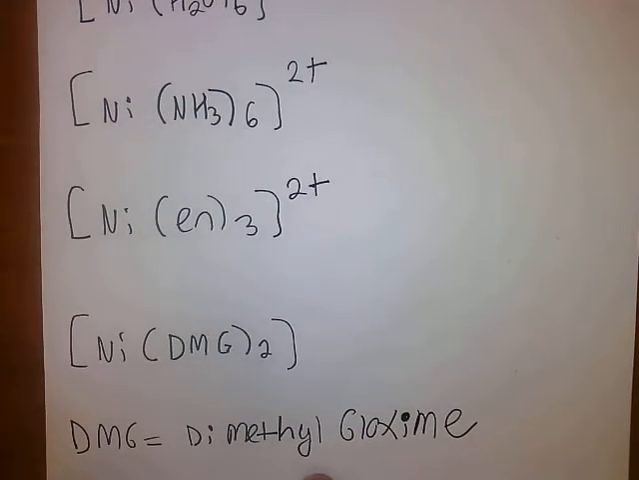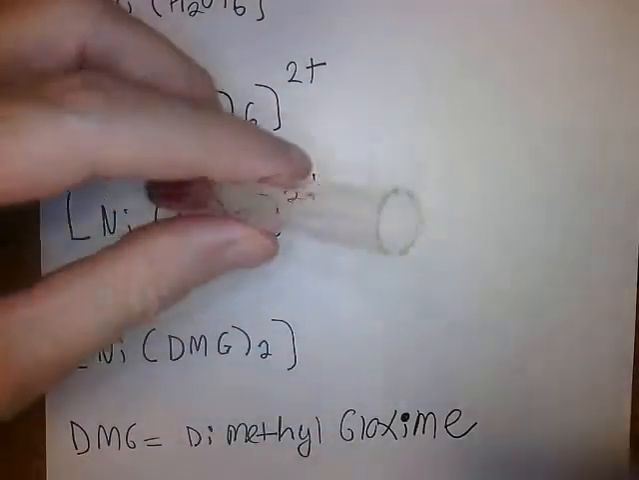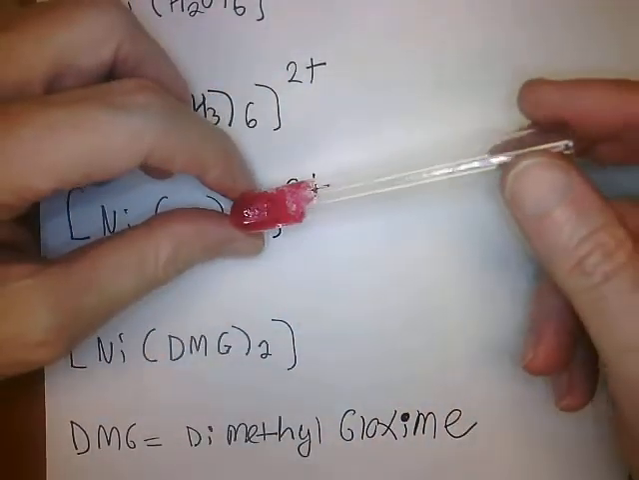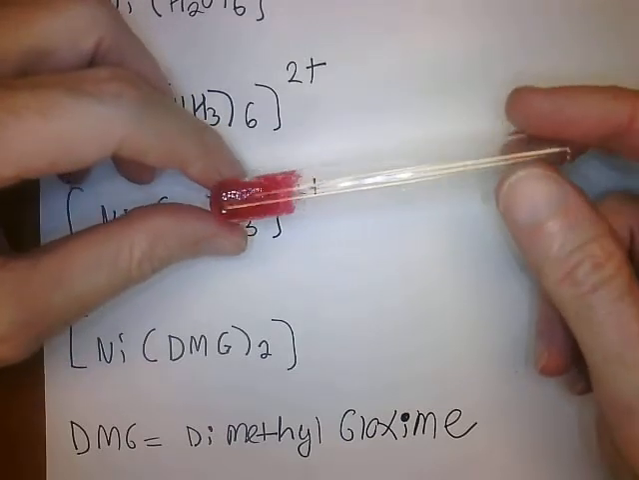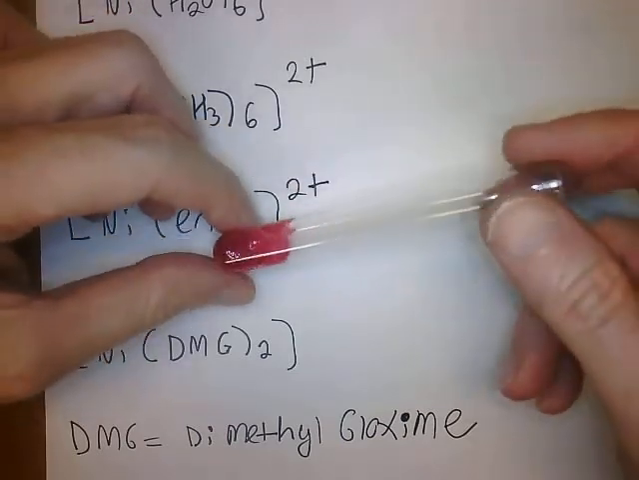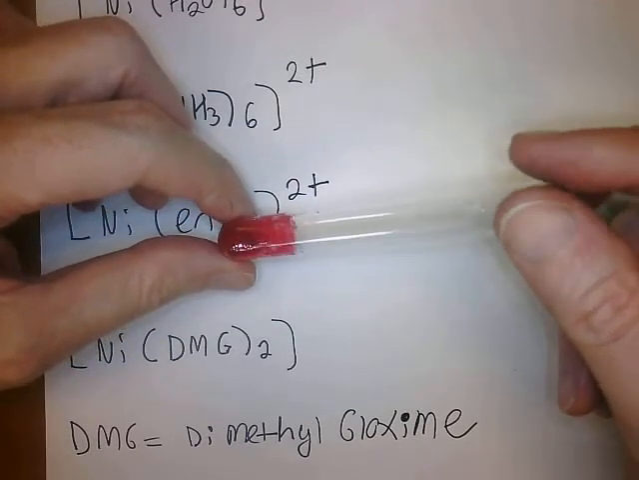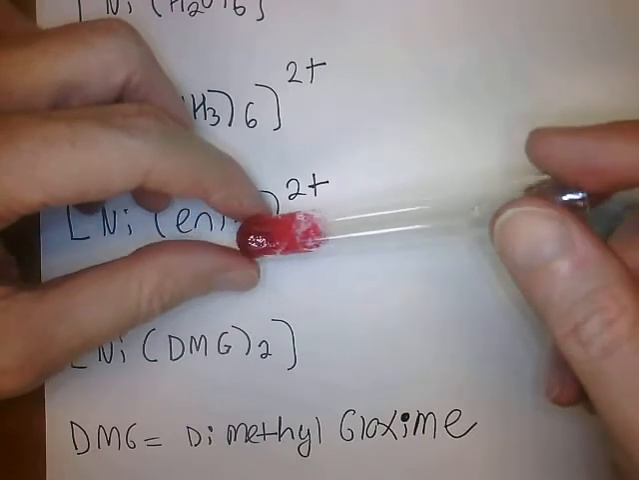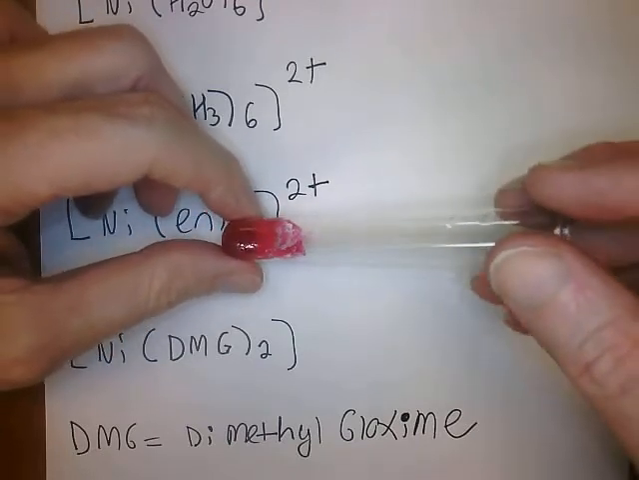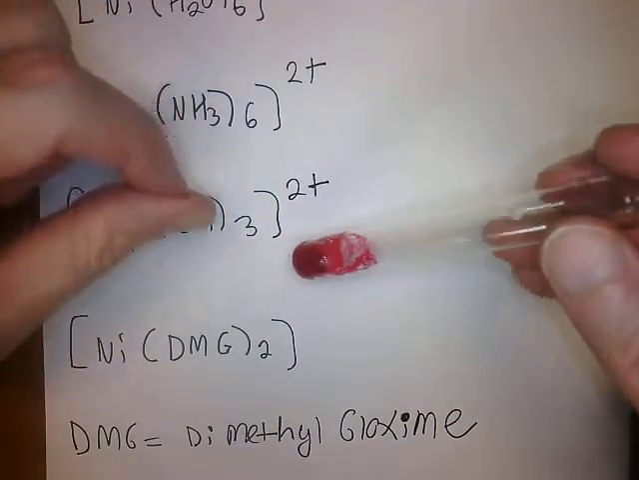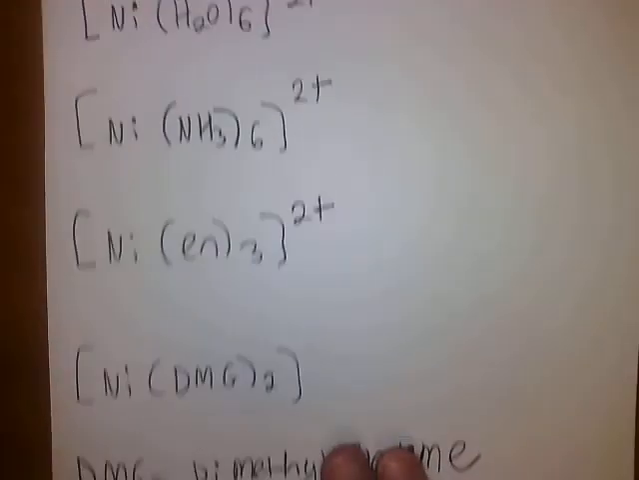DMG is dimethylglyoxime. Now, obviously, you can use this for a qualitative test for nickel, but this is also used as a quantitative test for nickel. If you wanted to know how much nickel was in a compound, you could precipitate it out as the DMG, dry it, weigh it, and figure out how much nickel was in your sample. Okay?